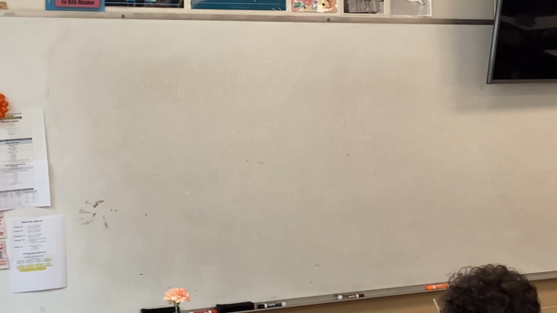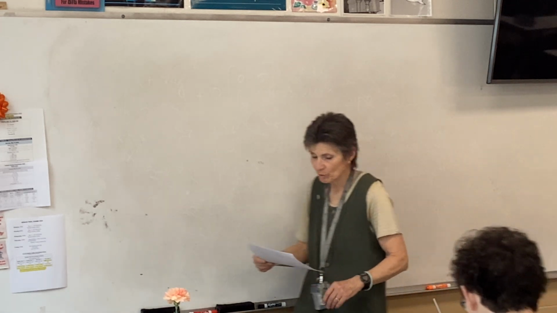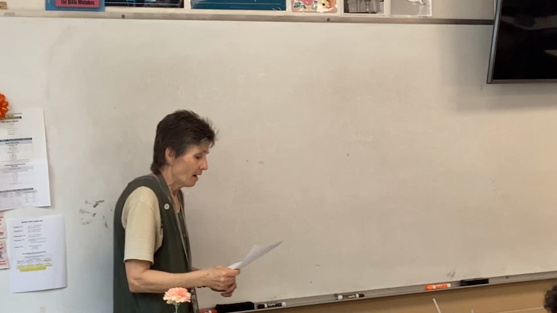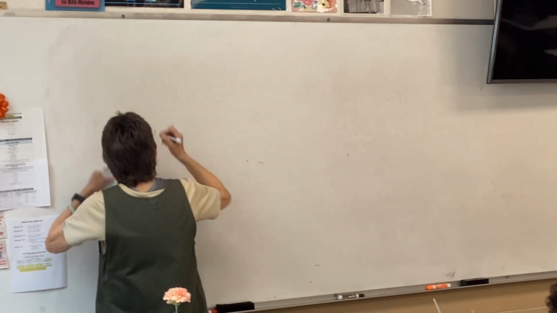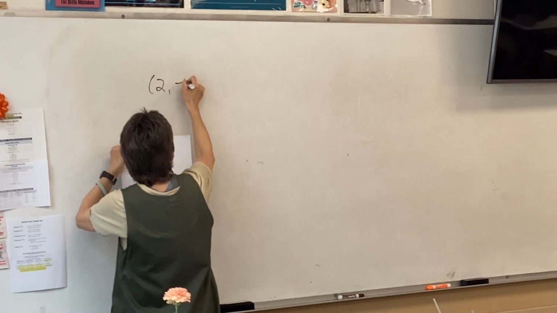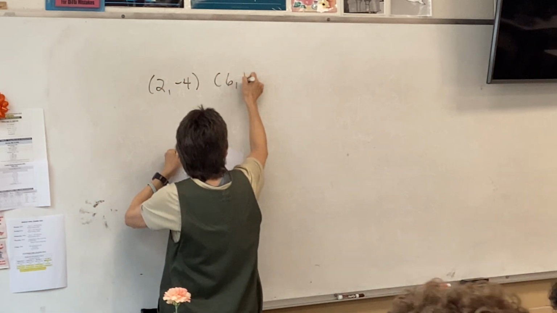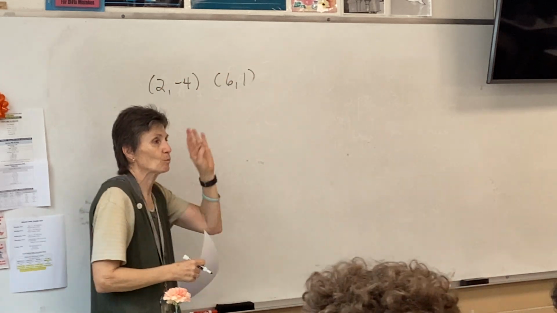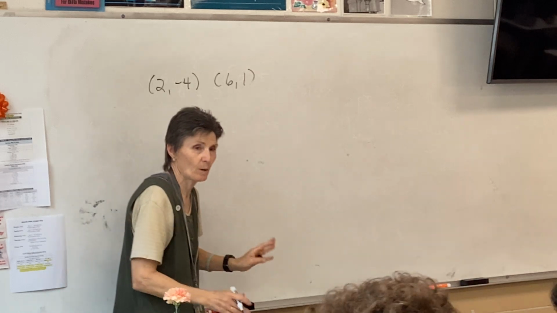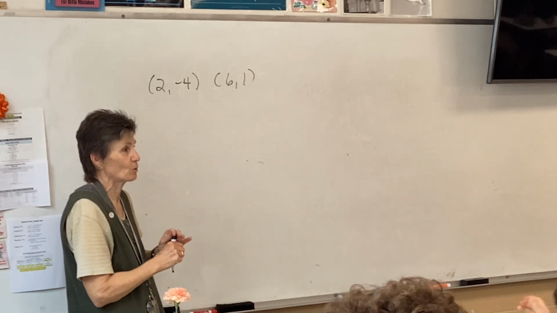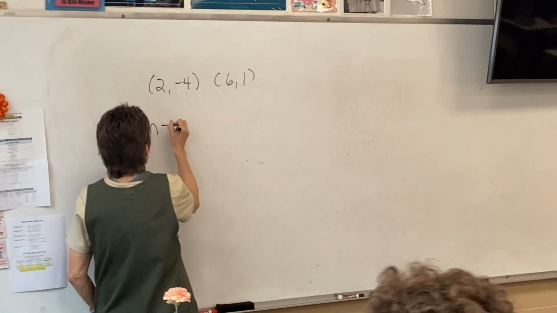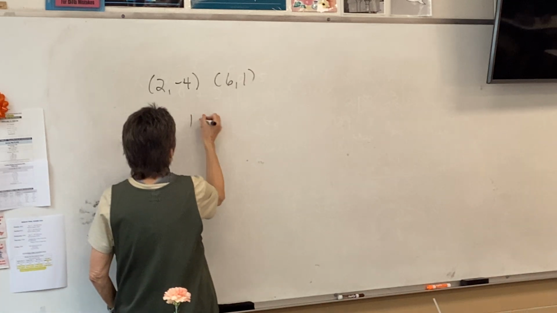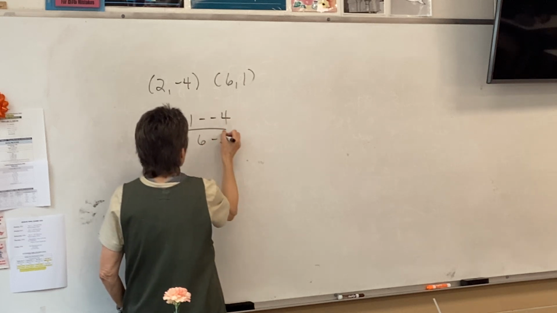You're going to write the parametric equations of the line through these two points. So let's back up and just write the regular Cartesian equation of the line. So what would you do first? Find the slope. So the slope will be 1 minus -4 over 6 minus 2.